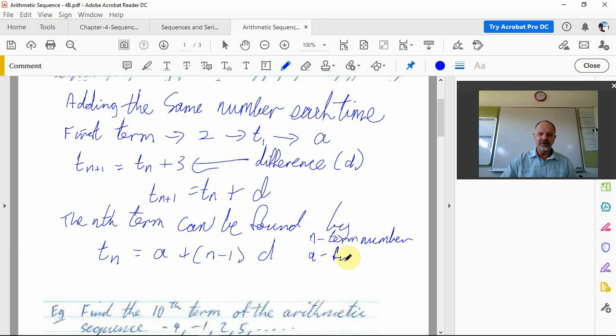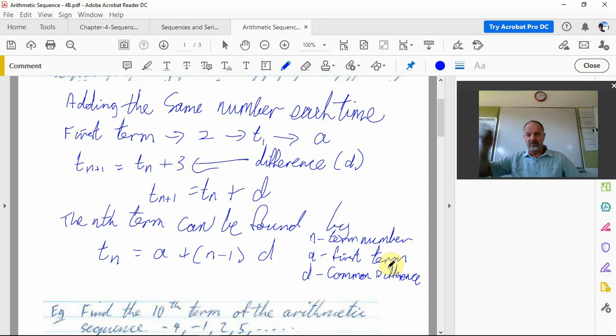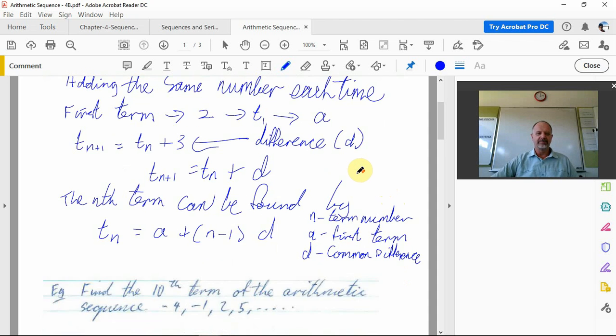A is your first term, and D is your difference, or more correctly, your common difference. More correctly, common difference, because it's common to every term. It's the difference between the one before and the next one, so it's common. You could have the difference change, but that would not be an arithmetic sequence. An arithmetic sequence has to have the same difference.